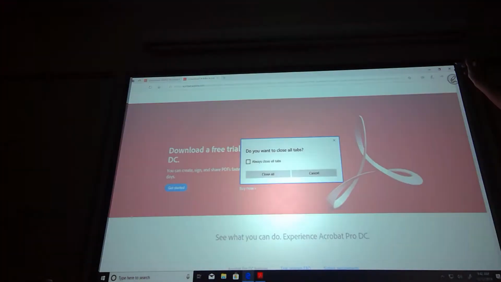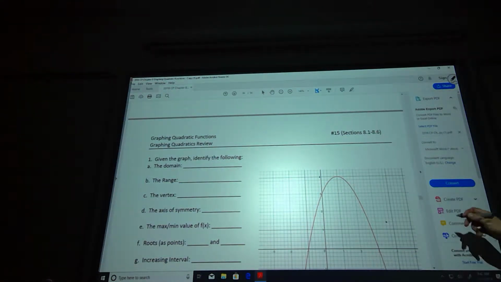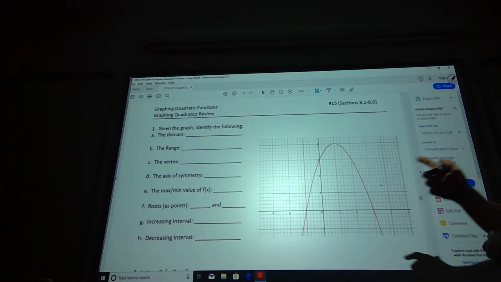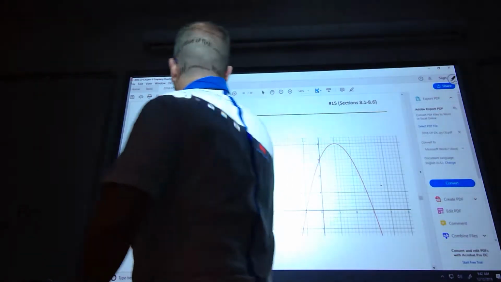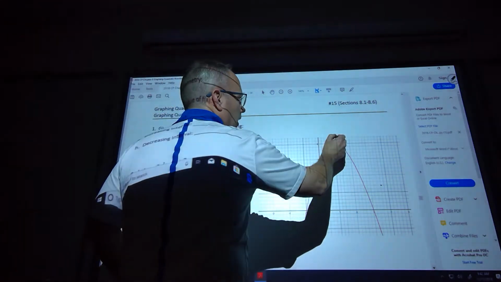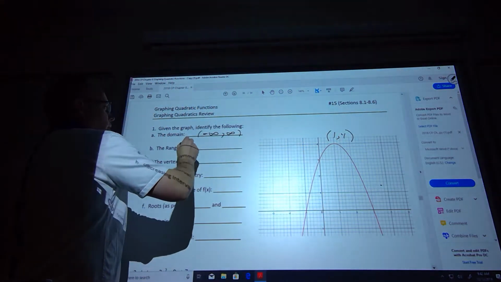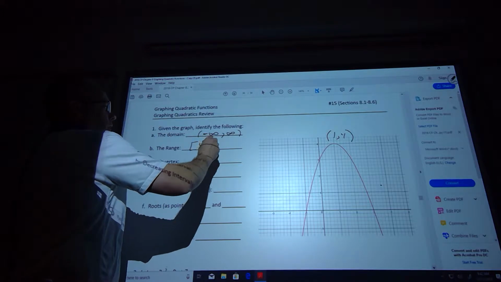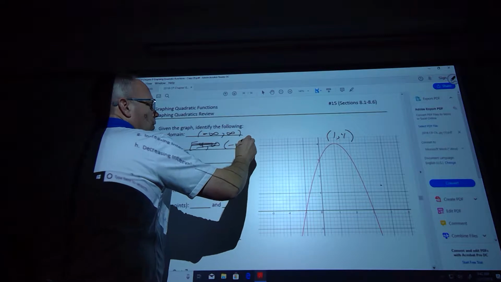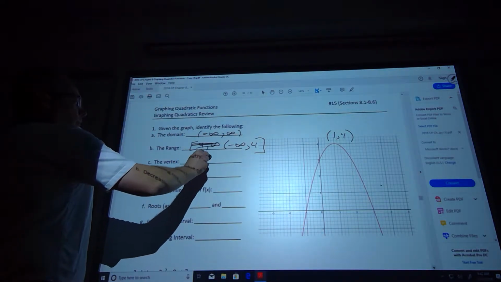So, look at that. Okay, so they want us to give the domain. Well, the domain of this, it's going to go forever right and left, so it's going to go from negative infinity to positive infinity. The range, it looks like this is the point 1 comma 4, which is our vertex. So the range goes from 4 square bracket to, so we're writing it backwards. It should go from negative infinity to 4 square bracket because it came from the bottom up. The vertex we already have listed as 1 comma 4.